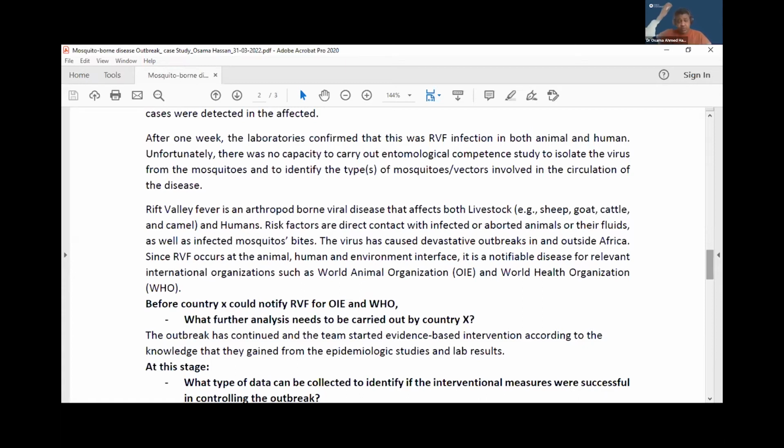So since Rift Valley fever occurs at the animal, human, and environment interface, and it is a List 1 disease, it is notifiable to relevant international organizations such as the World Organisation for Animal Health, OIE, and also the World Health Organization. So this is very important. If you have Rift Valley fever cases, you need to notify the relevant international authorities. But before country X could notify Rift Valley fever to OIE and WHO, what further analysis needs to be carried out by country X?